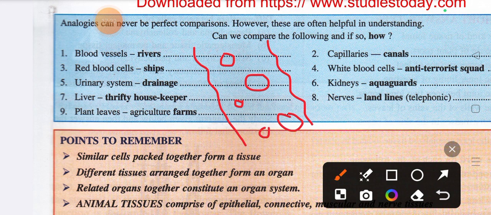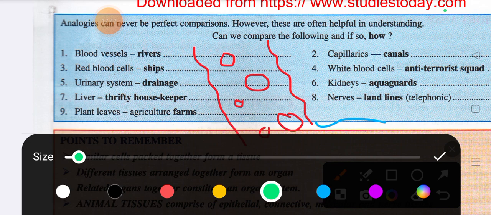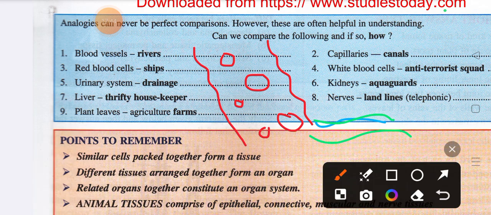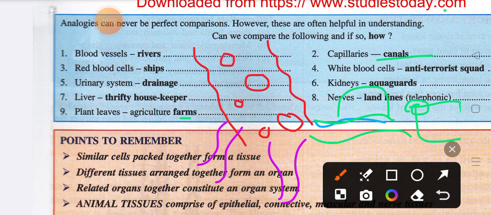Then the urinary system. How shall I draw this? Then maybe some tributary like this, some tributary like a drainage system. Then the liver, the thrifty housekeeper. There is one house and here is the liver housekeeper. The liver has so many farms. Capillaries are the canals, somewhat like this. Tributaries. Okay, capillaries, that's what capillaries are. And what else?